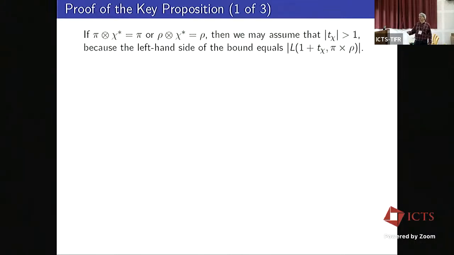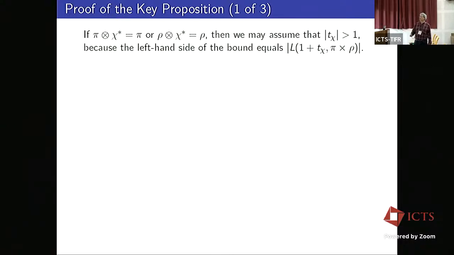So first of all, here is just a little remark. If pi is twisted to itself by chi-star or rho is twisted to itself by chi-star, then we can assume that the t parameter of chi is not close to 1. Because if the t parameter is close to 1, then the twisted L function in this situation is just varying in a compact set, and we have non-vanishing, so we have a lower bound by just Shahidi's result.